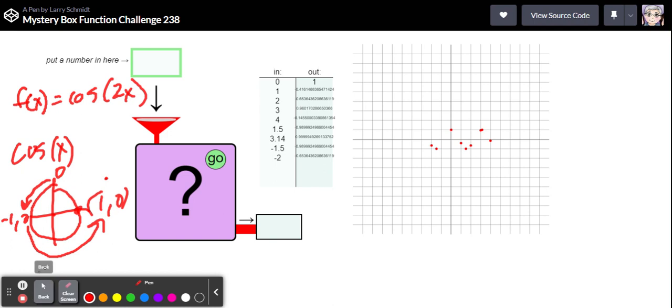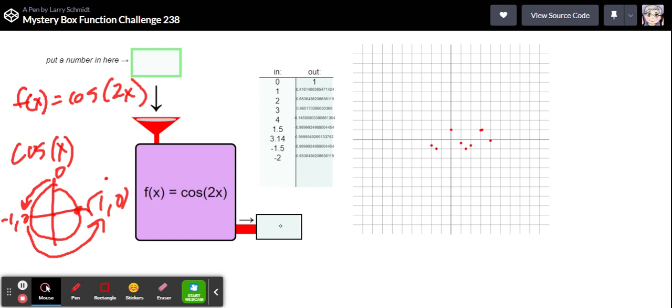And I'm pretty confident in that. We've looked at a couple of points, we've thought about it, so I'm just going to reveal and graph. And there it is. Yeah, so this is the cosine of 2x. That multiplier inside the parentheses is going to squish it, making the frequency of this function a little bit faster.